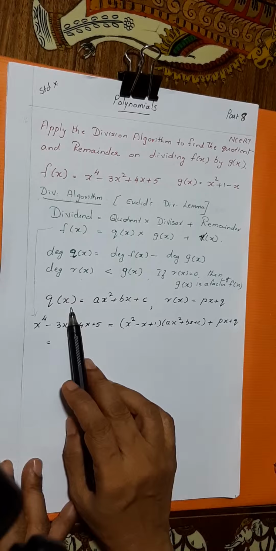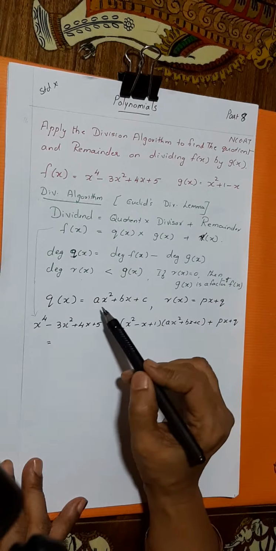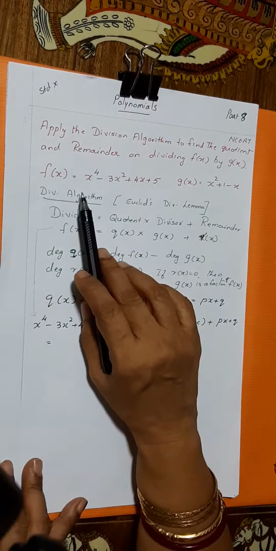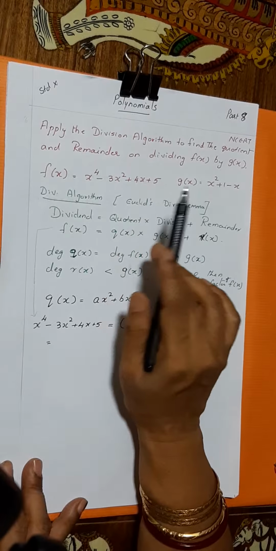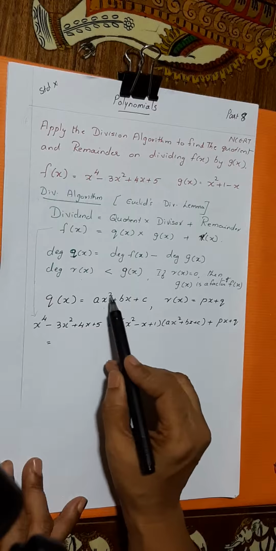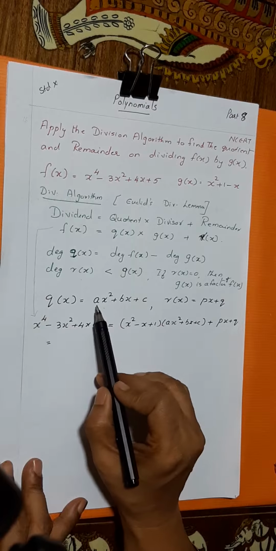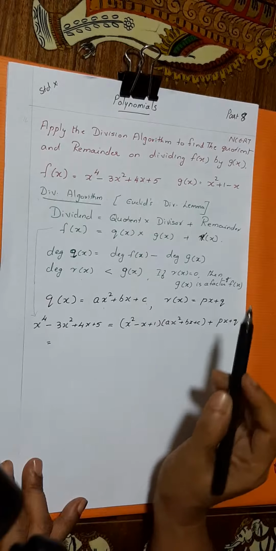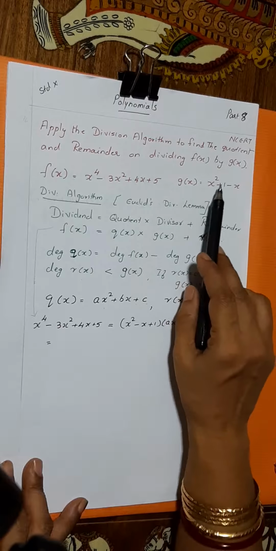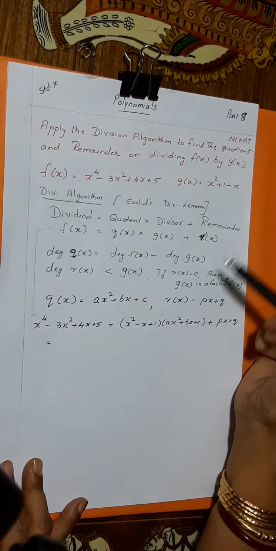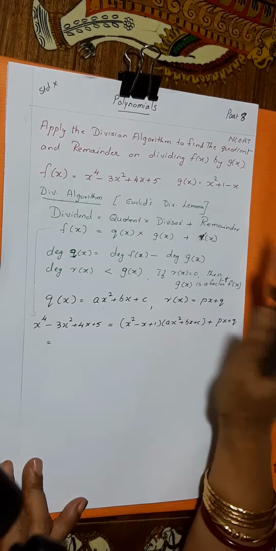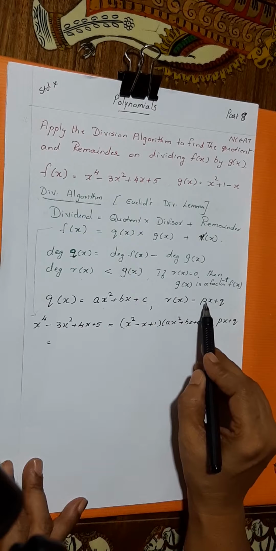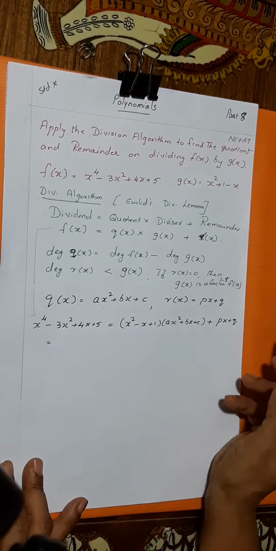So q of x will be, now we will write a general format. Now this is degree 4 and degree 2, so the degree of the quotient will be 2. So it is a quadratic polynomial. The normal format of a quadratic polynomial is ax squared plus bx plus c. And now the remainder: the divisor is degree 2, so the remainder should be of degree 1. So it is a linear polynomial, so we are writing it as px plus q.